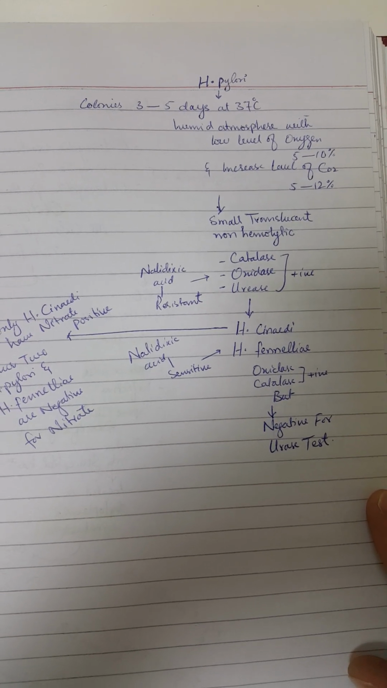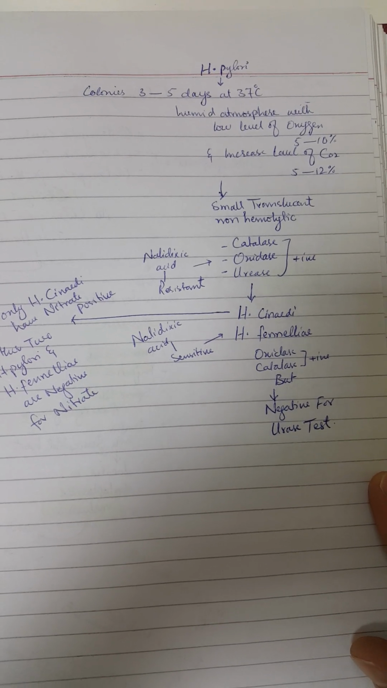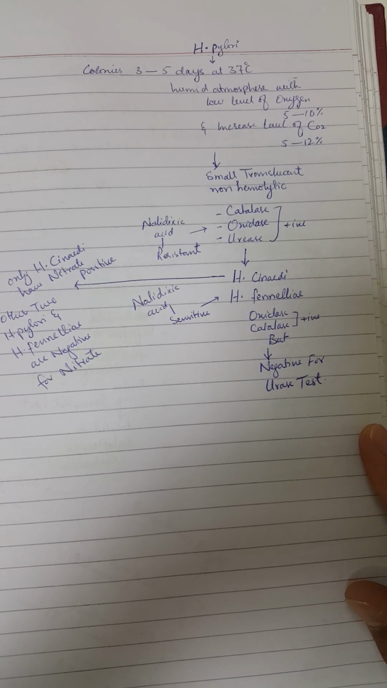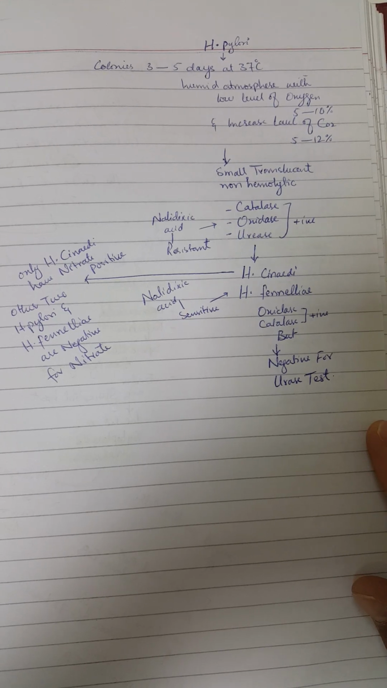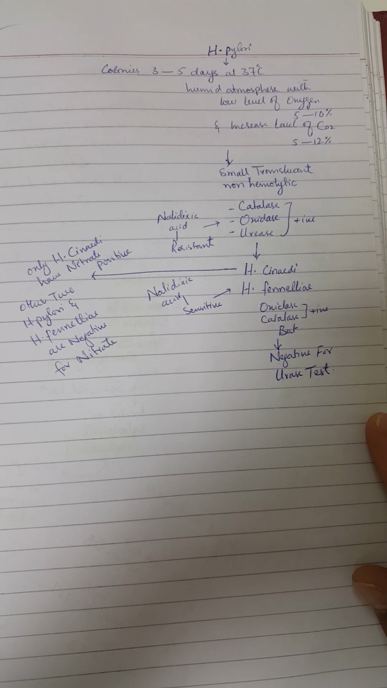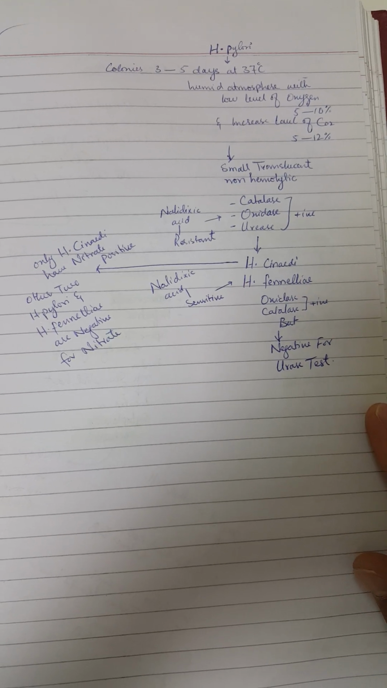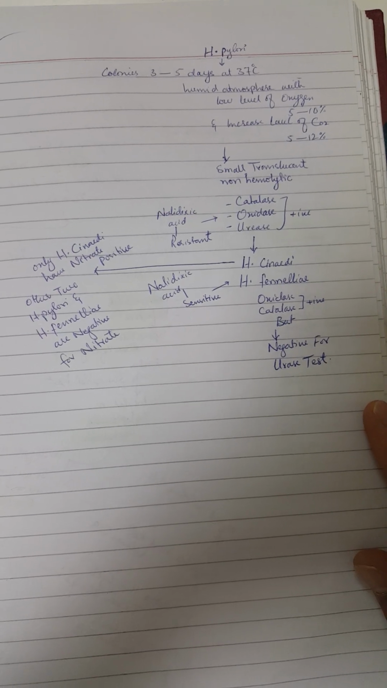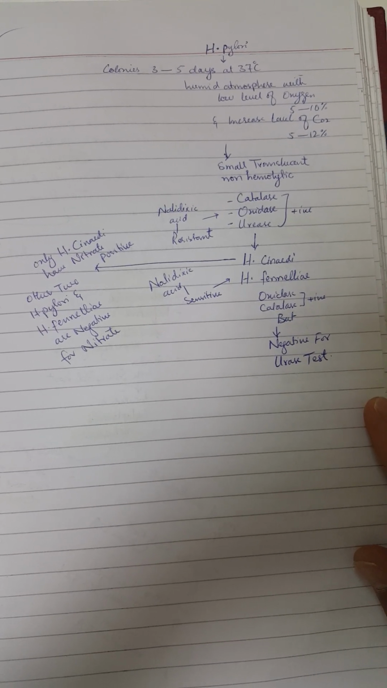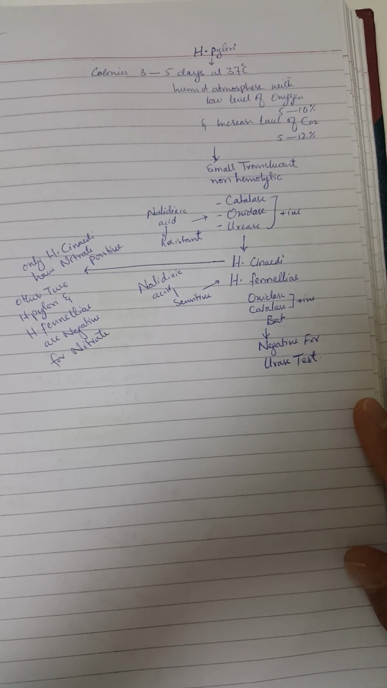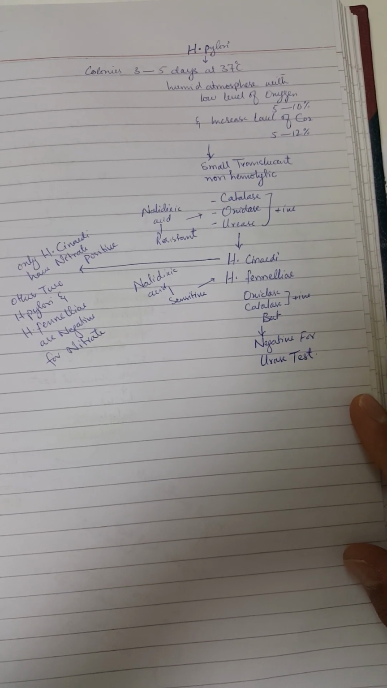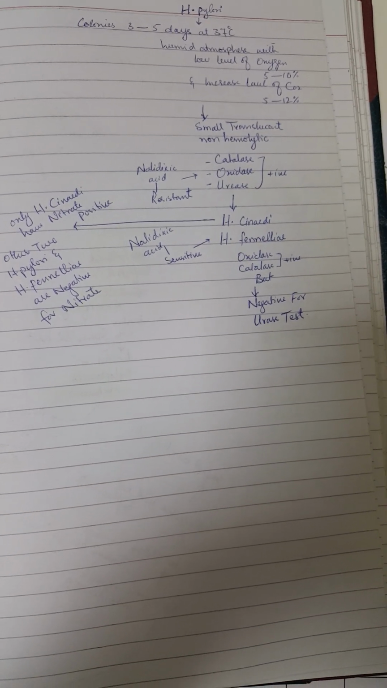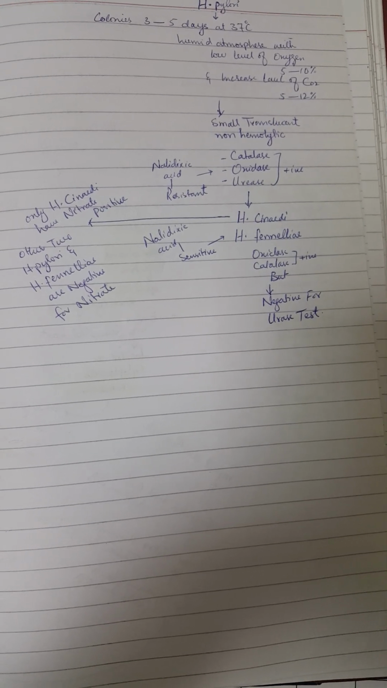The colonies are small, translucent, non-hemolytic, and the organism is catalase, oxidase, and urease positive. H. cinaedi is the only organism in this group that is nitrate positive, while the others, pylori and fennelliae, are negative for nitrate. Both cinaedi and fennelliae are sensitive to nalidixic acid, but the rest of the species are resistant to nalidixic acid. But here the urease test is also negative for fennelliae.